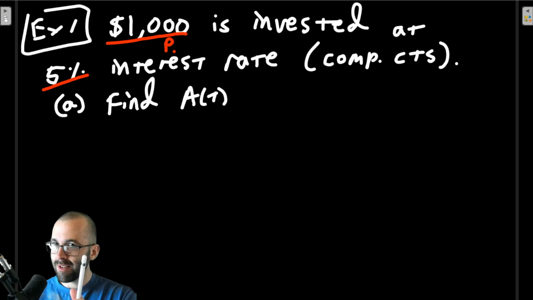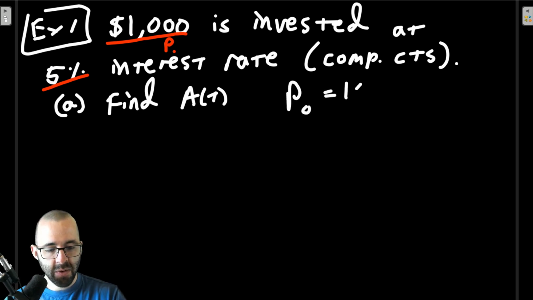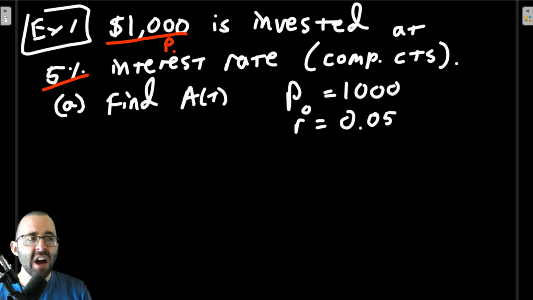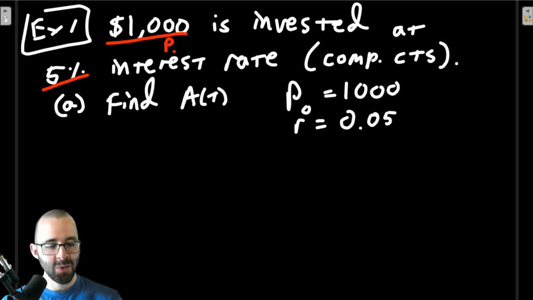This isn't R though. Remember, R is a decimal. This is not a decimal. This is a percent. Okay, so P naught equals 1,000. R is not 5. It is 0.05. So watch out for that. Otherwise, you're going to have a 500% interest rate, and then you are going to be really, really rich. And we don't want you to be that rich, okay?